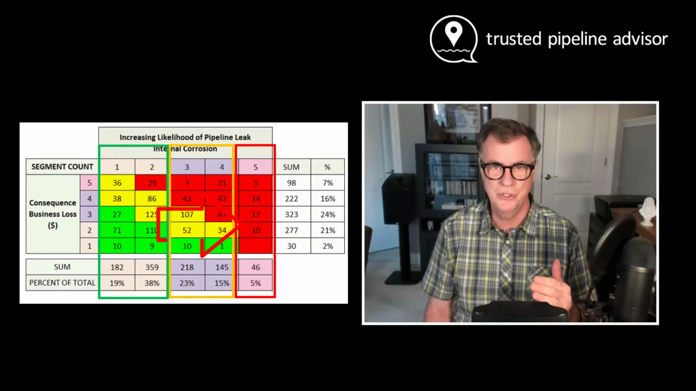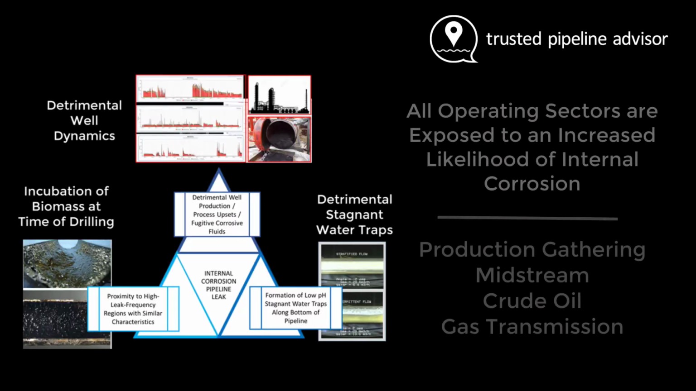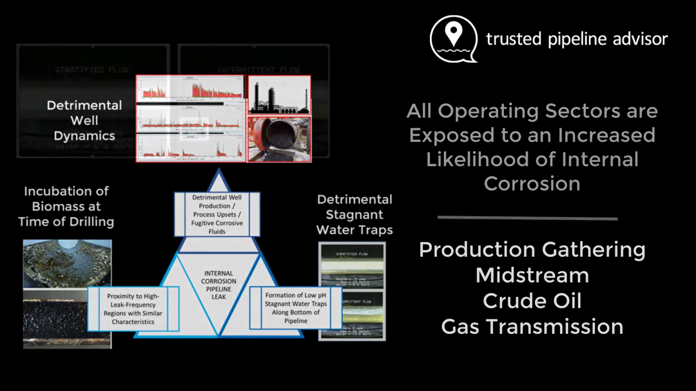This is a super important topic. The likelihood of internal corrosion increases significantly when product flow rates decline. All sectors of the industry have just now entered into a period of increased susceptibility to internal corrosion damage.